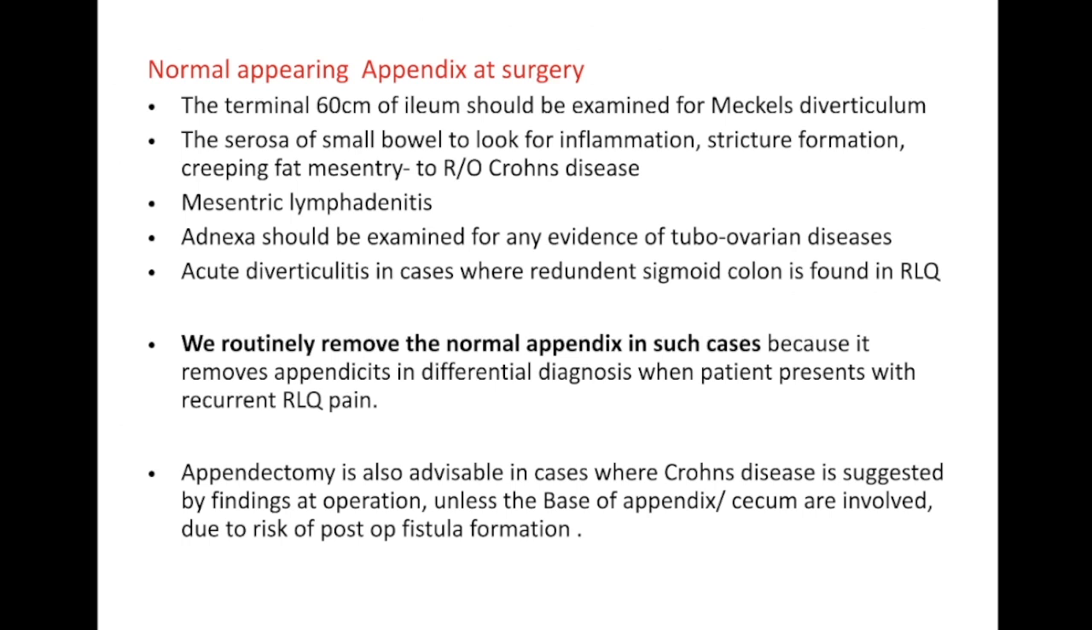Acute diverticulitis in cases where a redundant sigmoid colon is found in the right lower quadrant may also produce symptoms mimicking appendicitis. We should routinely remove the normal appendix in such a case because it will remove appendicitis from the differential diagnosis when the patient presents with a recurrent right lower quadrant pain. Appendicectomy is also advised in cases where Crohn's disease is suggested by findings at operation, unless the base of the appendix and the cecum are involved, due to a higher risk of postoperative fistula formation in such cases.